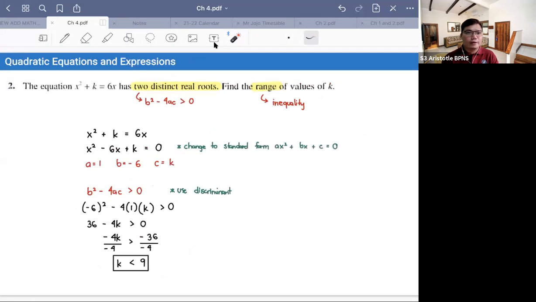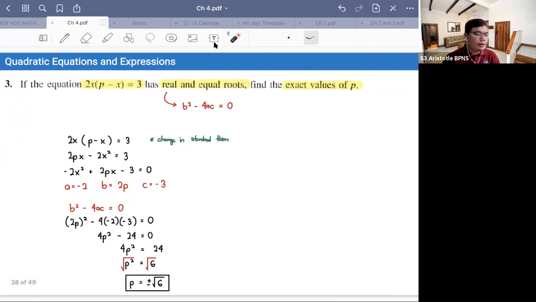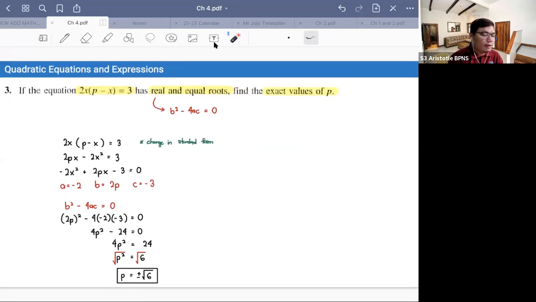Okay, only that. All right, let's go to number 3. If the equation 2x times p minus x equals 3 has real and equal roots, find the exact values of p. All right, so what are the keywords here? Real and equal roots. That means that your discriminant is equal to 0, right? And then exact value, that means that's an equation, equals. But your clue, values, that means there are 2. All right, so that's it for number 3.